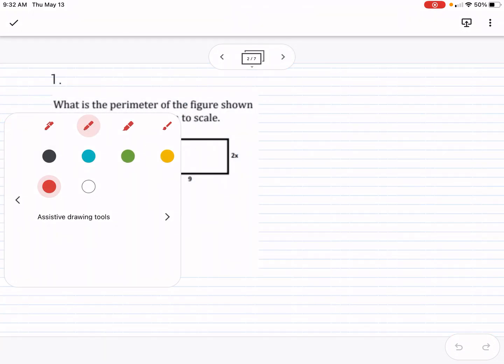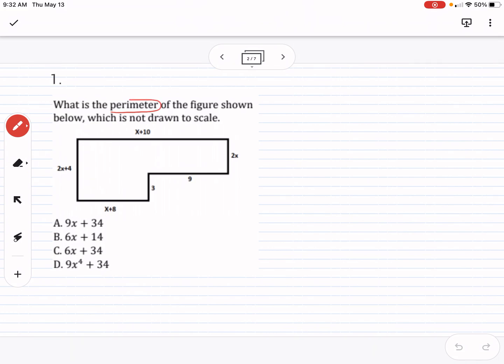So here in this question, they're asking us what is the perimeter. So that means we're going to add all the sides. So here I'm going to add 2x plus 4, x plus 10, 2x, 9 and 3, and x plus 8.